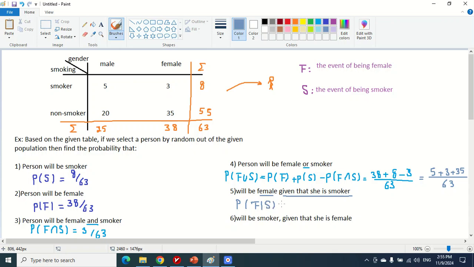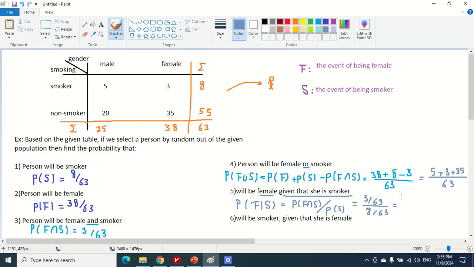So based on the definition that we had for the conditional probability, we have the probability of F intersected by S, the probability of being female intersected by being a smoker, over the probability of the second one, which means the probability of being a smoker. So we have the values over there. The probability of their intersection was 3 over 63, and the probability of being a smoker is calculated as 8 over 63. So the result will be 3 over 8.